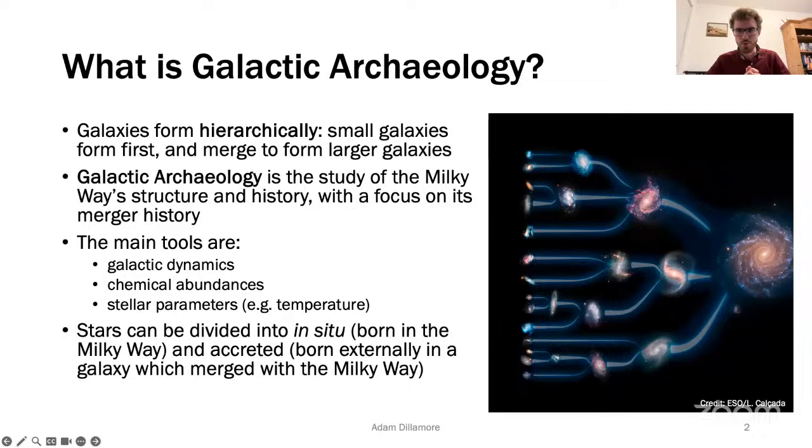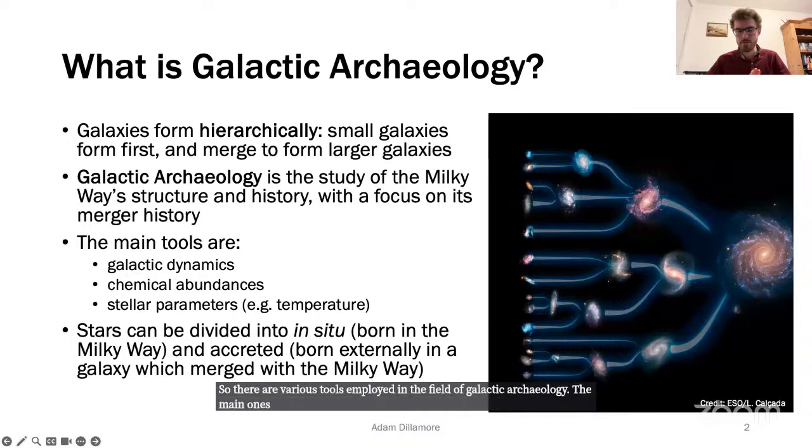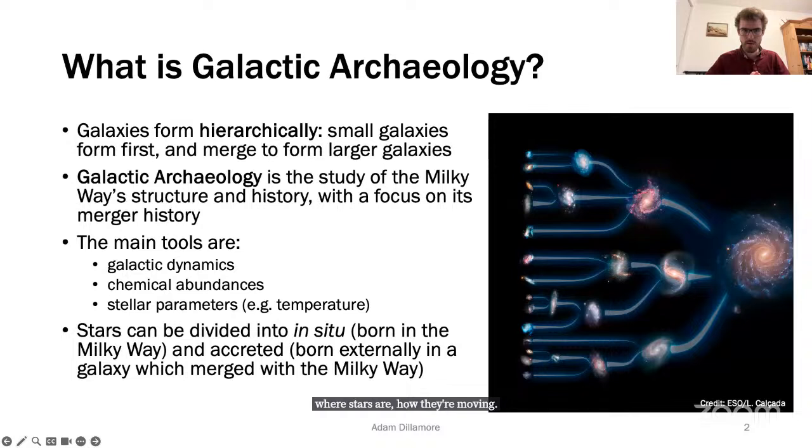There are various tools employed in the field of galactic archaeology. The main ones are dynamics, so looking at where stars are, how they're moving, what their orbits are like, because this preserves information about how they merged, how they arrived at their current positions, which depends on where they were born. Chemical abundances, so different stars born in different galaxies would have different chemical abundances, such as iron abundance, which is a main one. And stellar parameters like temperature and surface gravity, which tells you whether it's a giant star, for example.